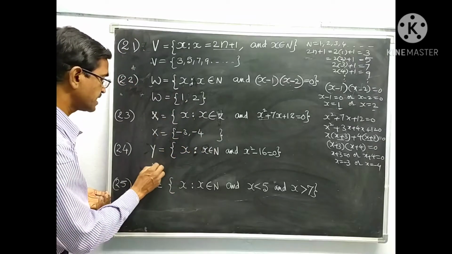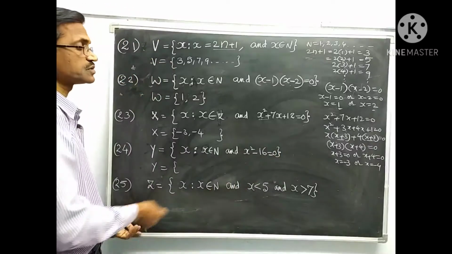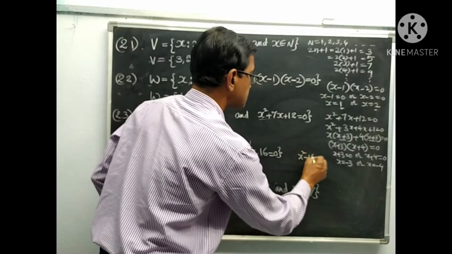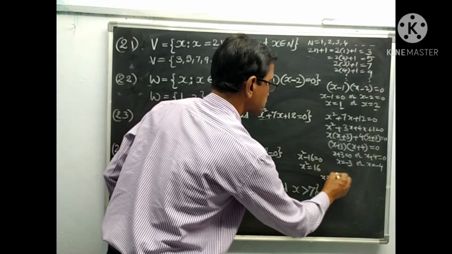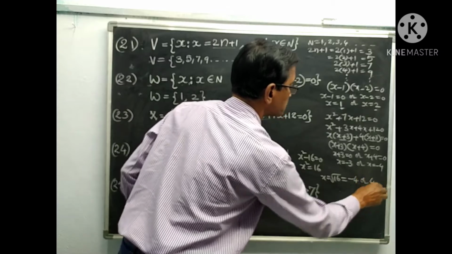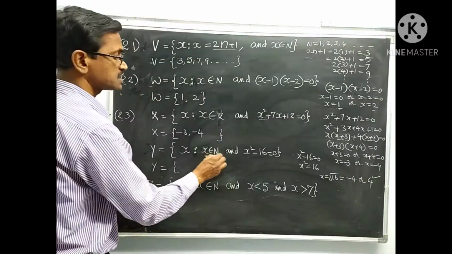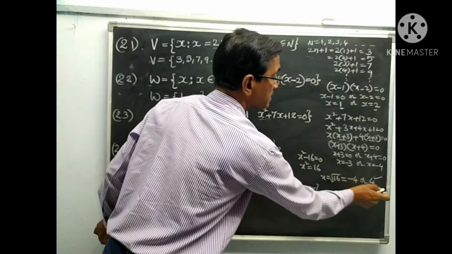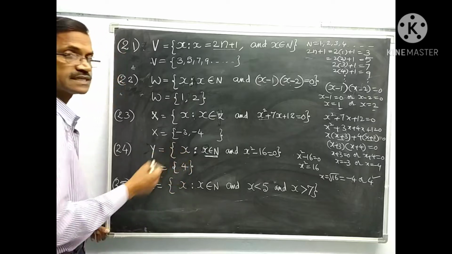Here x such that x belongs to N, x square minus 16 is equal to 0. We have to solve this equation. Similarly, x square minus 16 is equal to 0, x square is equal to 16, then x is equal to square root of 16. We get minus 4 or plus 4. But we have to select only plus 4 because x belongs to N, natural numbers. Minus 4 is an integer, a negative number. So we have to select only 4. That's why it is called a singleton set.